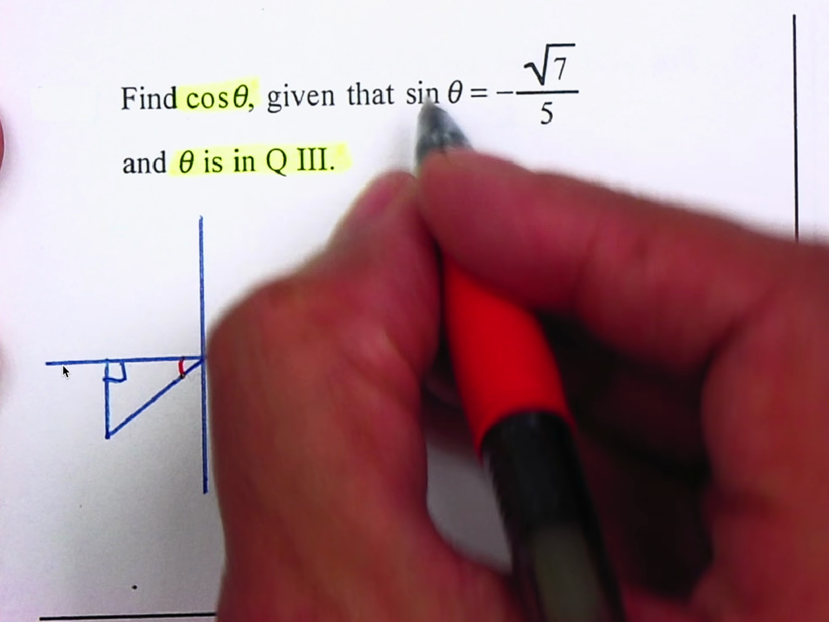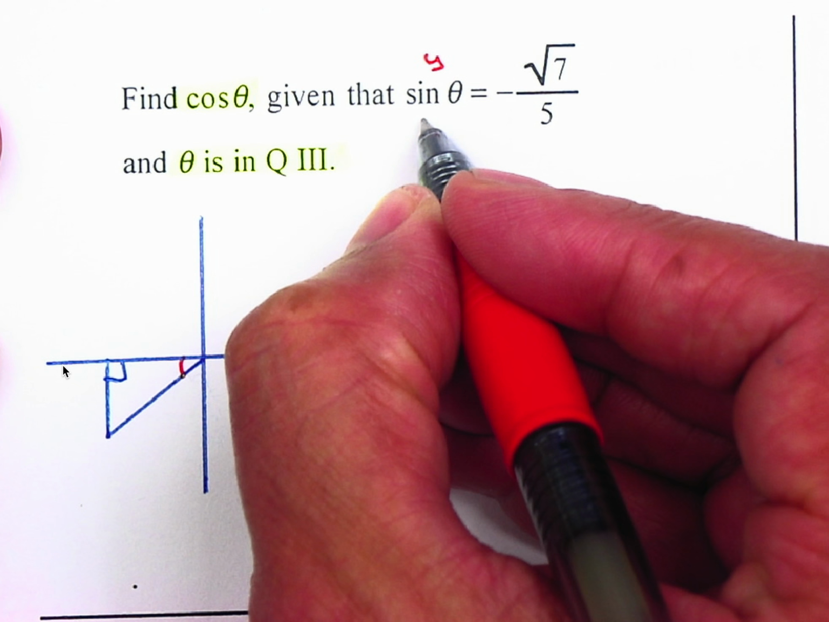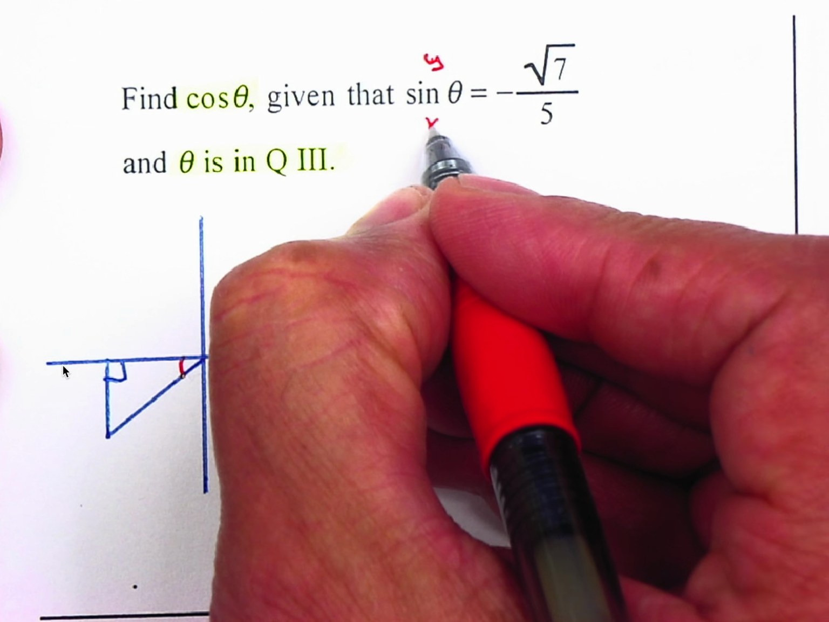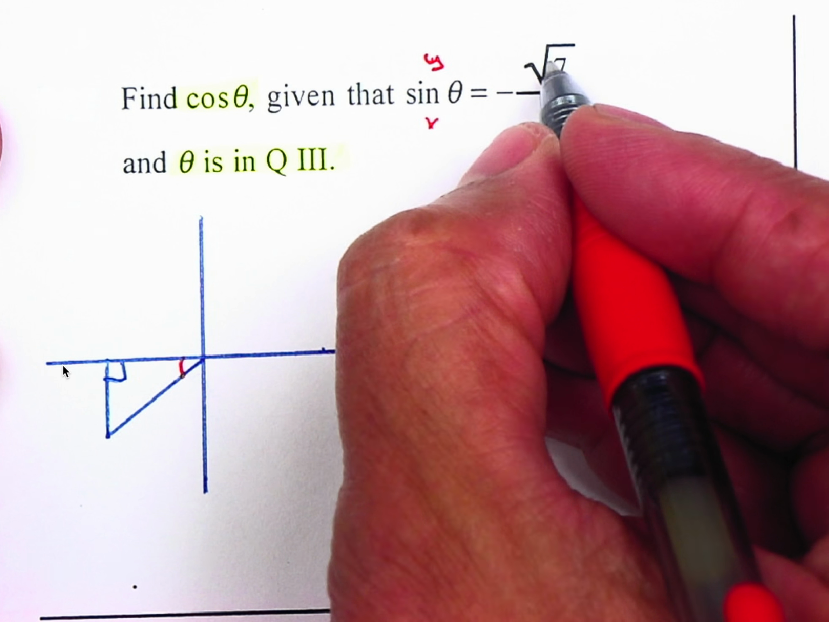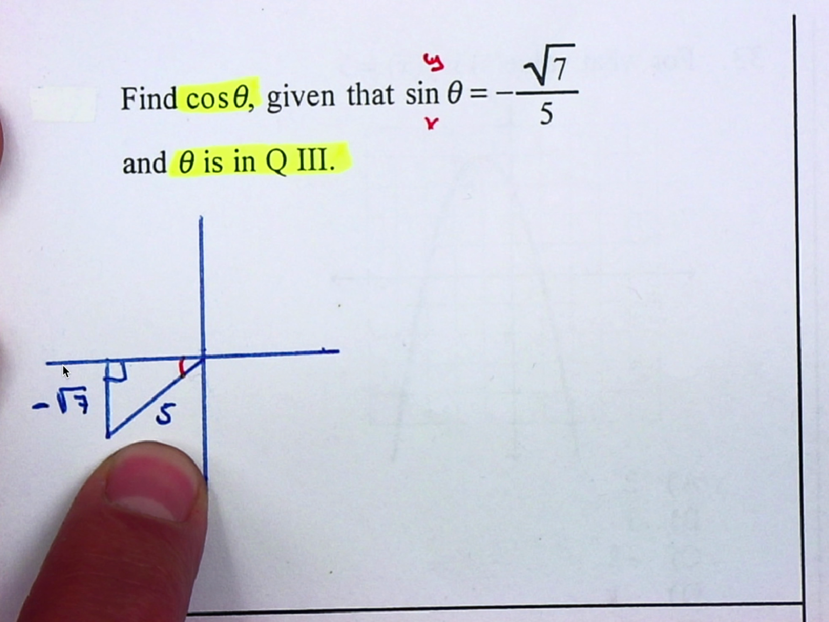Sine is your y over your radius, or your opposite over hypotenuse. Your opposite is square root of 7, and hypotenuse is 5. Now if you notice, this is negative. Your x value for this triangle will be negative, and your y value will also be negative. Your hypotenuse will always be positive.